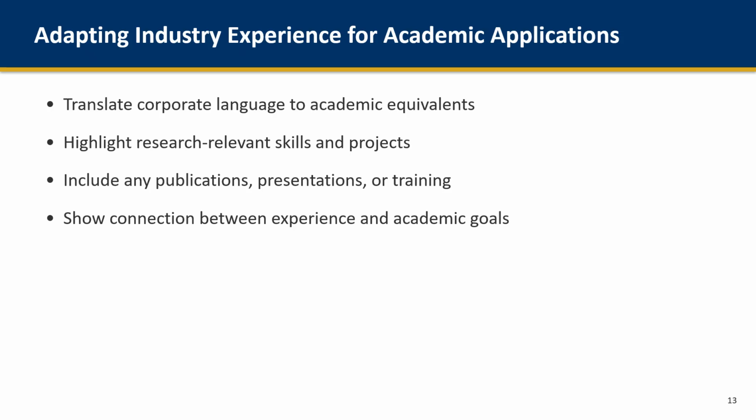Highlight experiences with research-relevant skills: data analysis, literature review, report writing, program evaluation, needs assessment. These all connect to academic work. Even if you weren't in a formal research role, you likely have transferable skills. Include any publications, presentations, or training activities from your professional work: presentations at industry conferences, white papers, training materials you developed. These show communication and knowledge sharing that academics value.